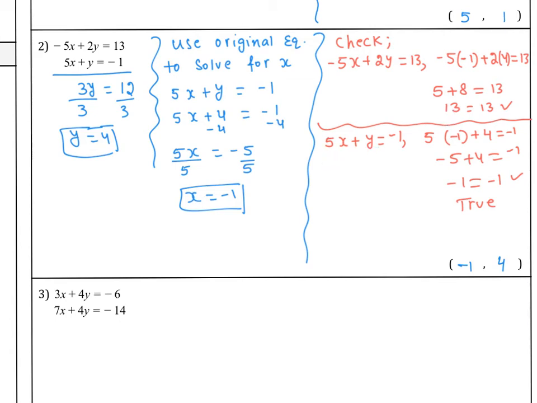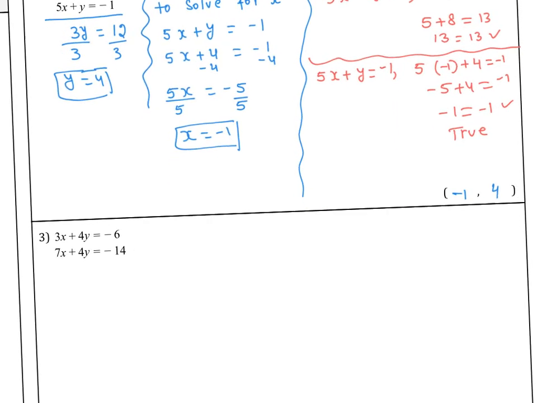Now for the second equation, 5x plus y equals negative 1. X is negative 1, y is 4. So negative 5 plus 4 is negative 1 equals negative 1 on the other side, which is true. So the checking part is complete.